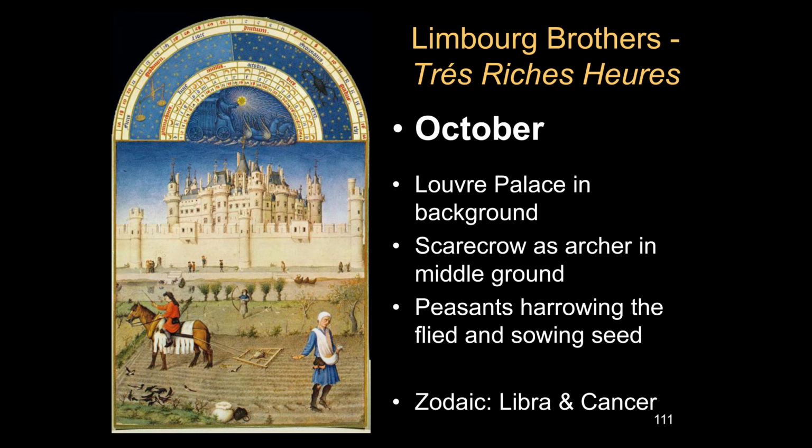October is interesting for a number of reasons. It does show the peasants at work, so first harrowing the field, and they're scraping up the field, and then sowing the seed. But in the background, you see this walled castle, and it can be identified. This actually is the Louvre.